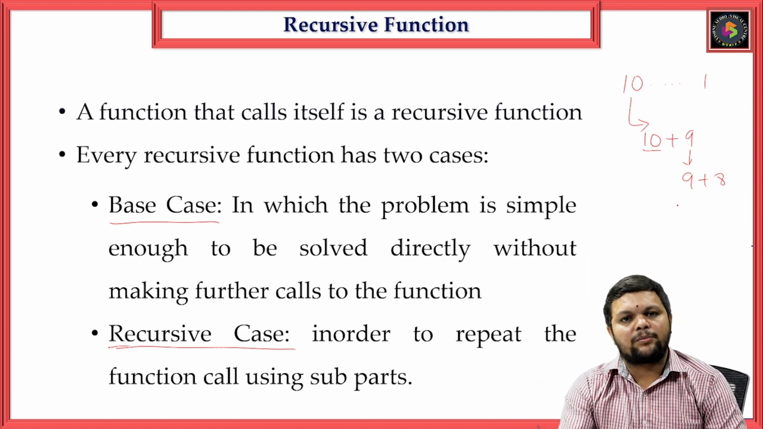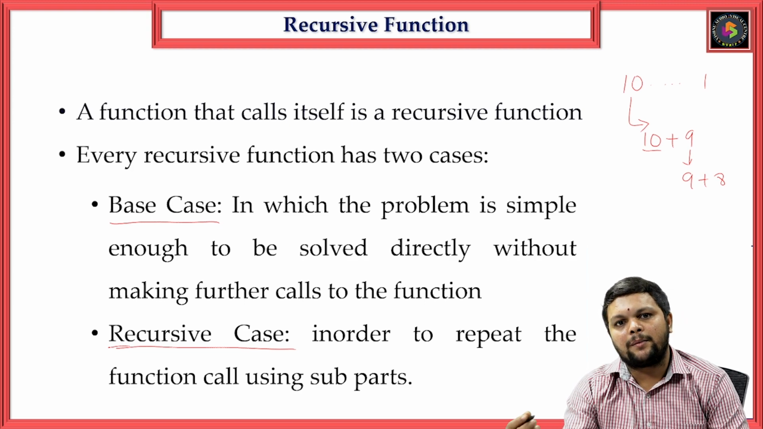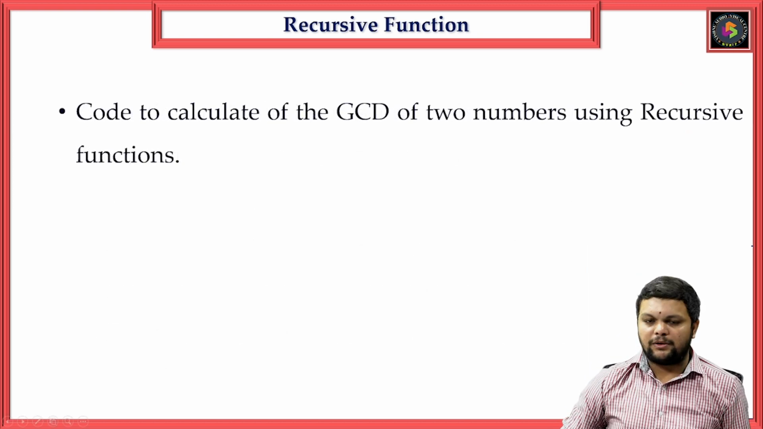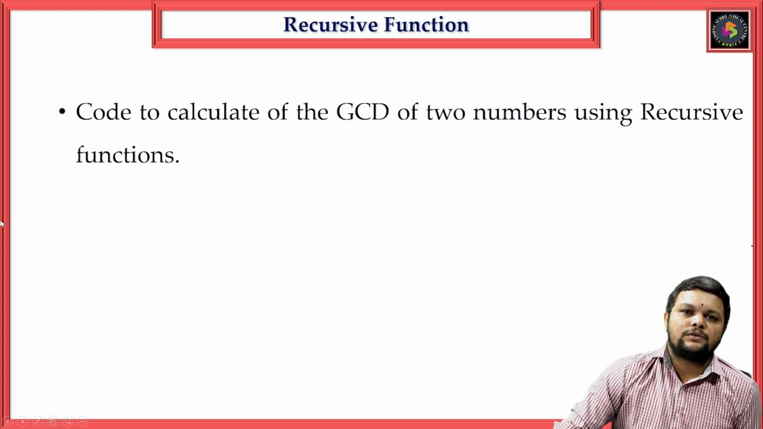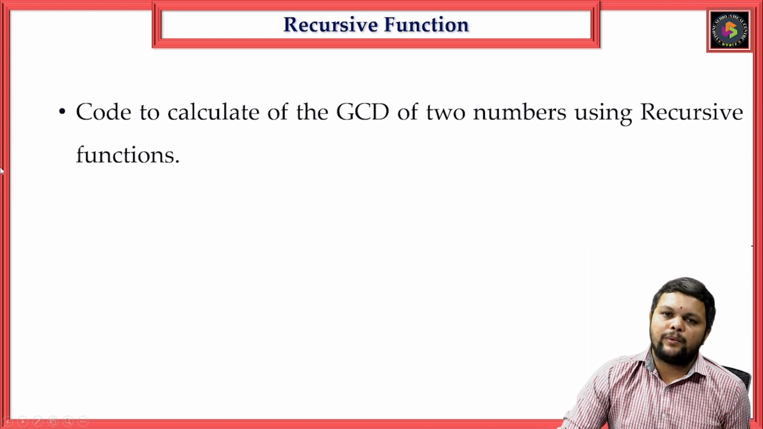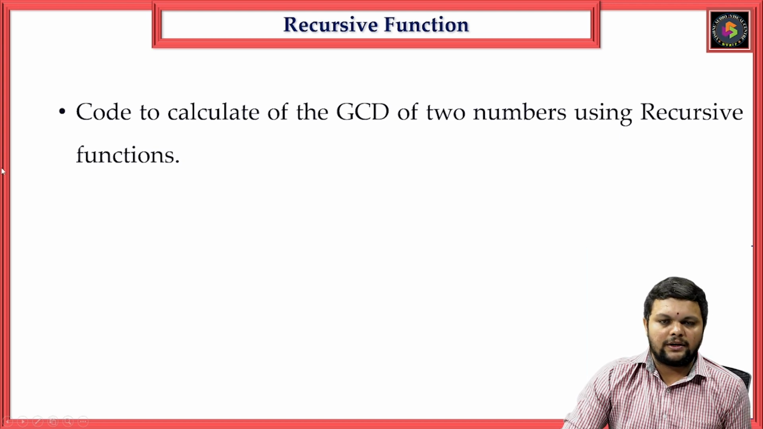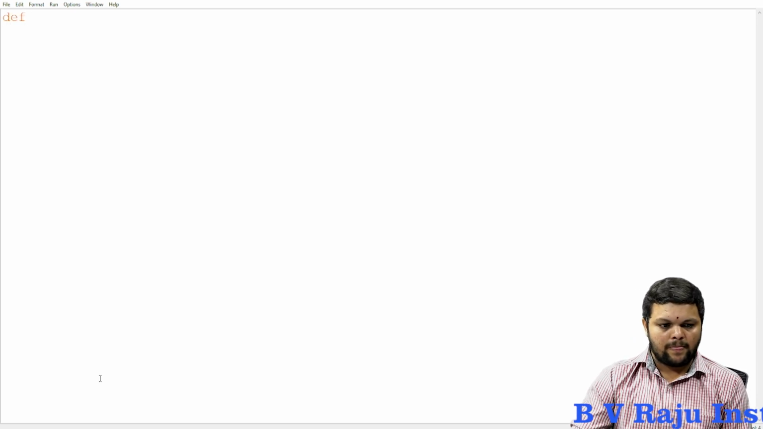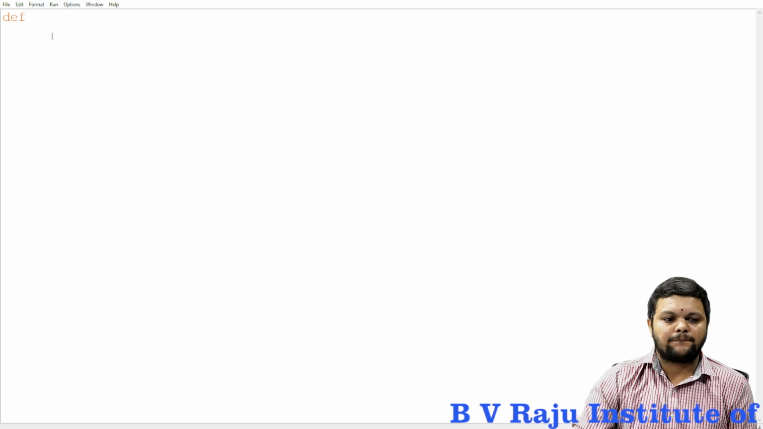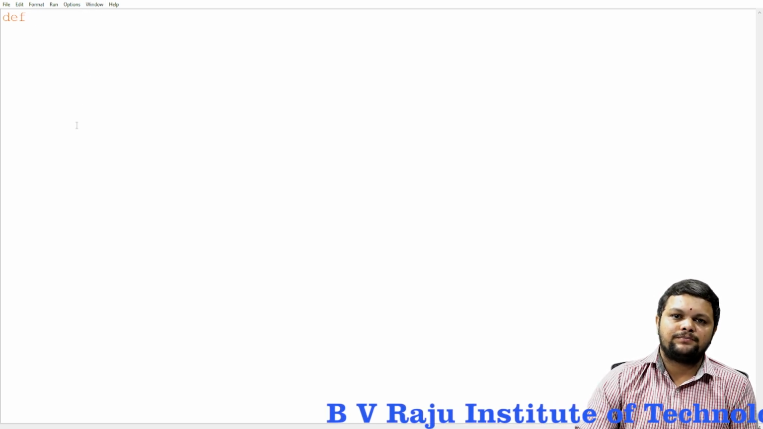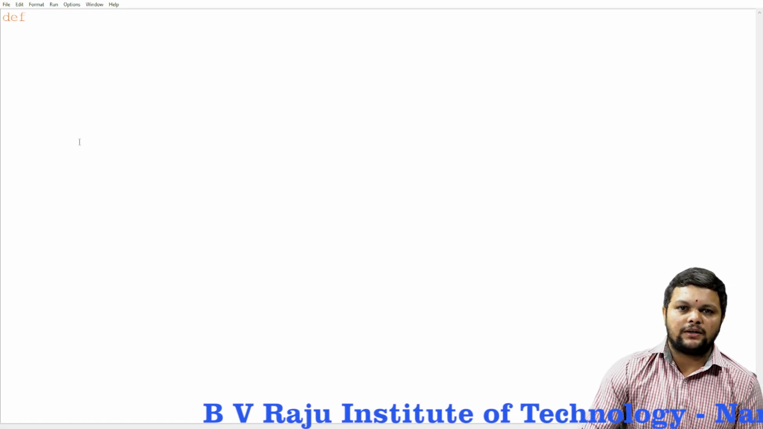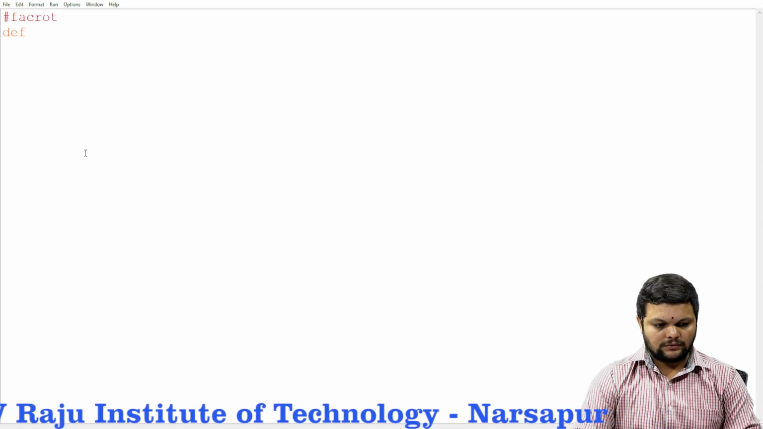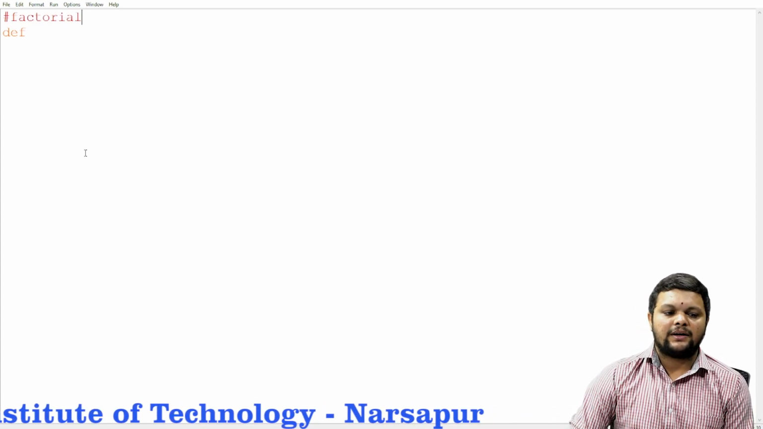In the recursive case, if I am not giving a stopping point at a particular position, it will repeat up to n times. You can see it using an example. Let us have an example program: a GCD and a factorial as well. Firstly, I can create a function using the keyword def. First we will see factorial, and second we will see GCD.